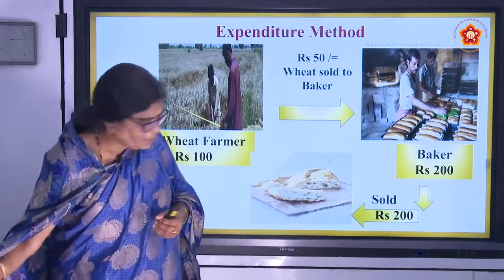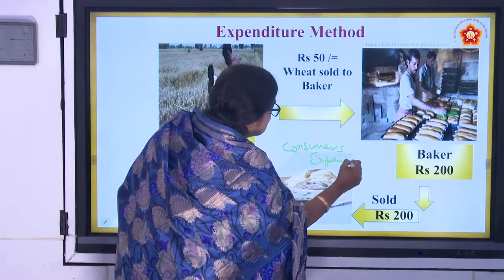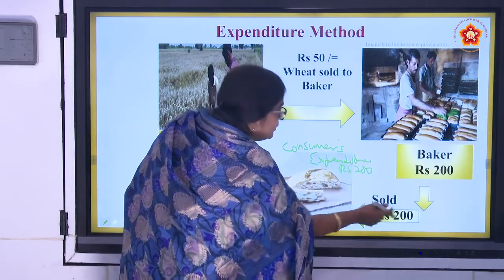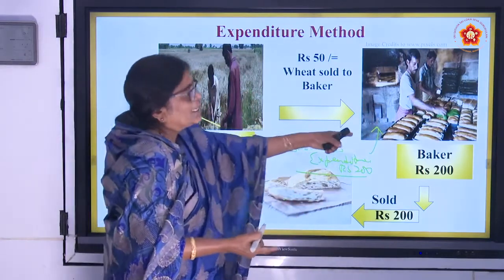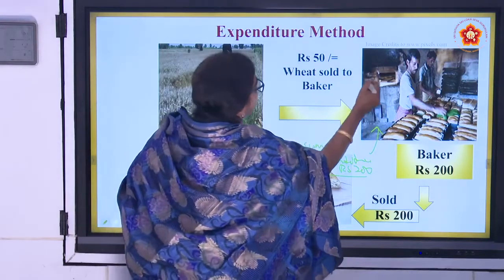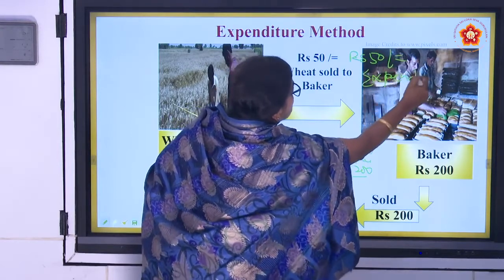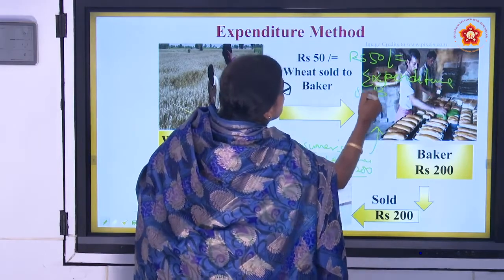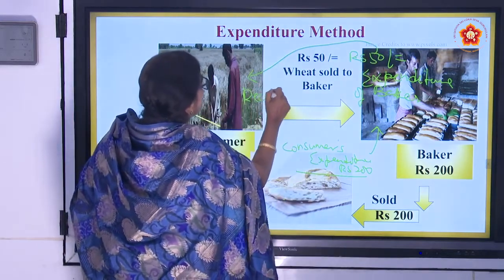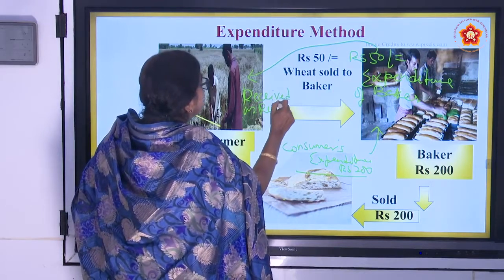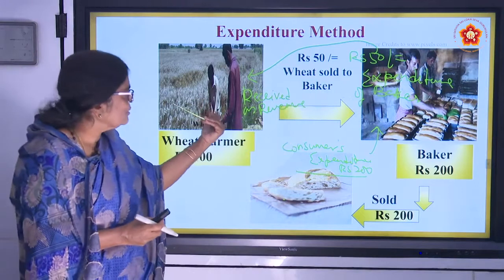Therefore, how much is the consumers' expenditure? Rupees 200, worth of the bread they are paying. Therefore, the consumers' expenditure will be received by the baker. At the same time, the baker's expenditure is rupees 50, but this rupees 50 expenditure will be received as revenue by the farmer. Therefore, one person's expenditure is received as revenue by another person.